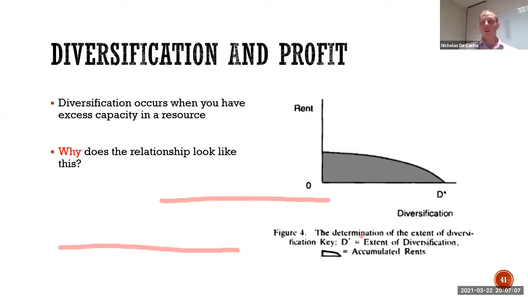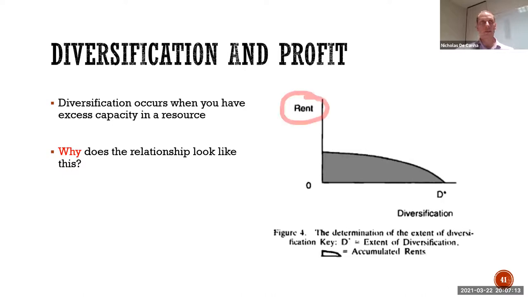So here we've got a graph which talks about what diversification looks like, and this rent is profit. And here you've got extent of diversification. And as we said, diversification occurs when you have excess capacity in a resource. So the question is, why does the relationship look kind of like this? This is the theoretical relationship, but you can test it against a lot of data and say, well, why does profit slowly decline as you diversify further? So can we have some input commentary about that?